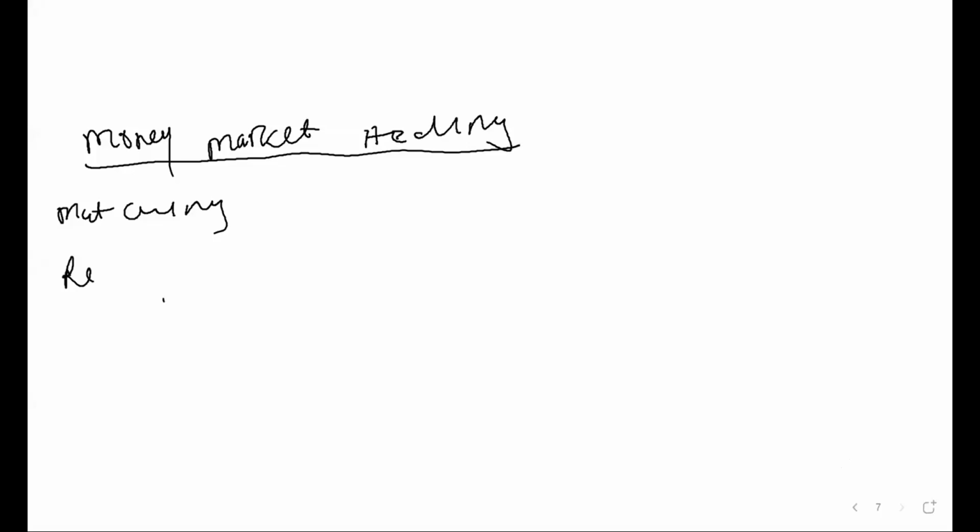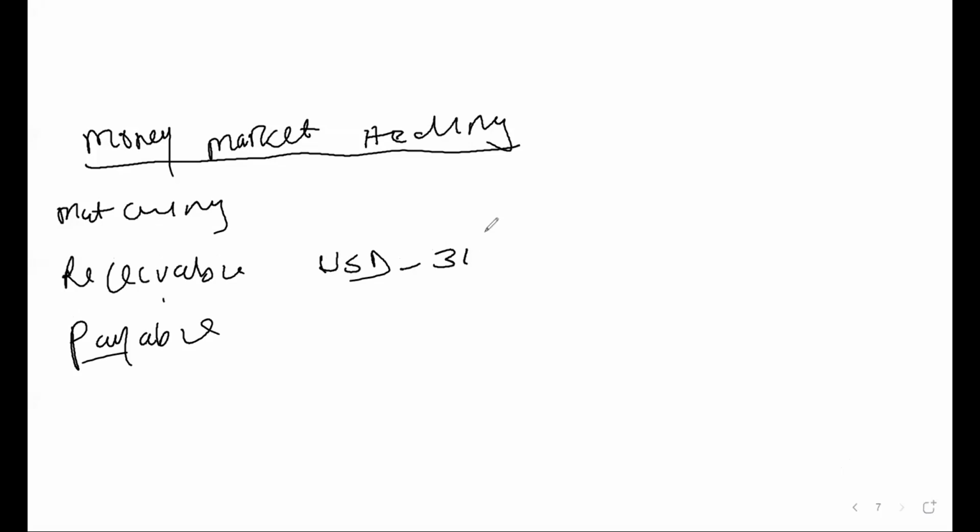So the next method I want us to discuss is money market hedging. I've mentioned that it's more or less like matching. This is whereby, let's assume you have a receivable denominated in US dollars. You create a payable. You have a receivable maturing on 30th of June 2021. What you do, you create a payable in US dollars maturing on the same date.